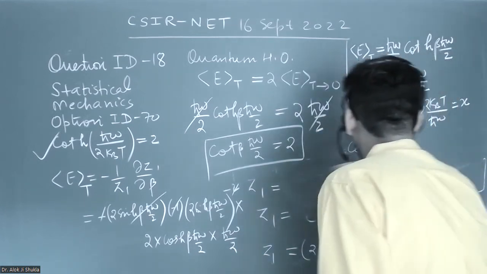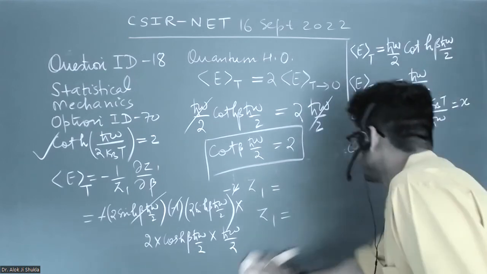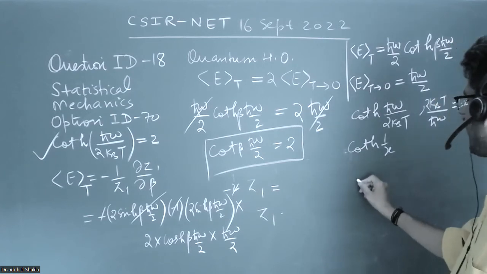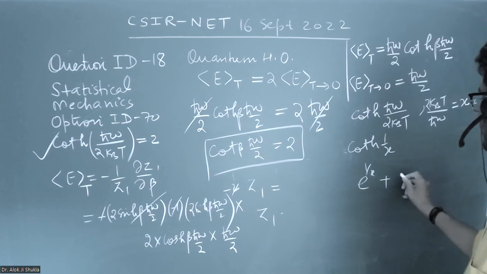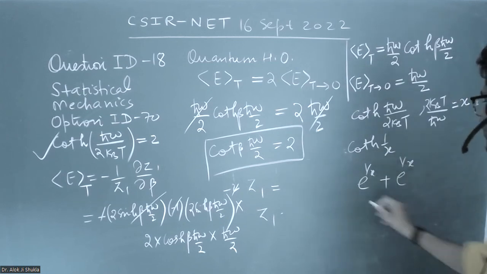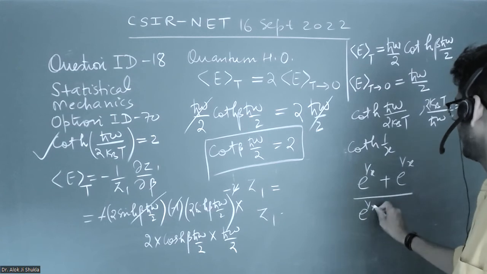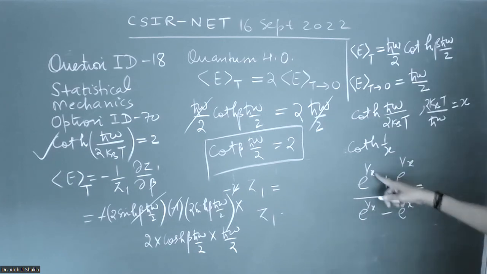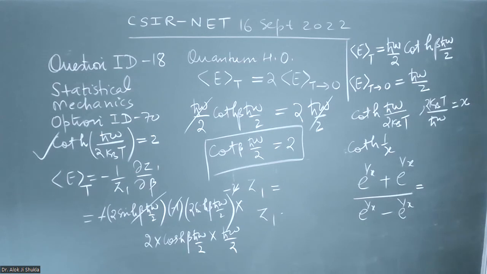So this is the procedure I am telling you, you can use in almost every question where you want to calculate the limiting value. So coth can be written as e to the power 1 by x plus e to the power minus 1 by x upon e to the power 1 by x minus e to the power minus 1 by x. Okay, you take e to the power 1 by x as common. We have to take x almost very small, so take e to the power 1 by x common.